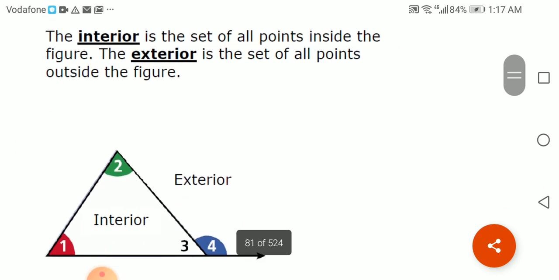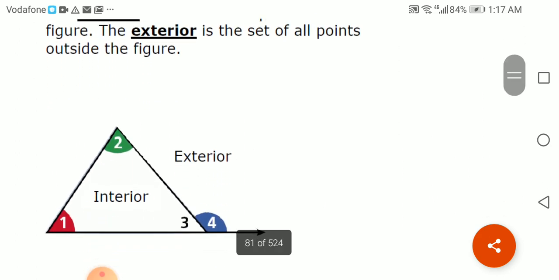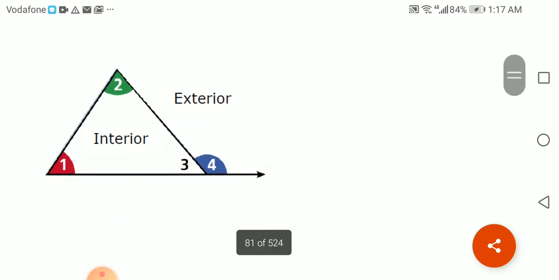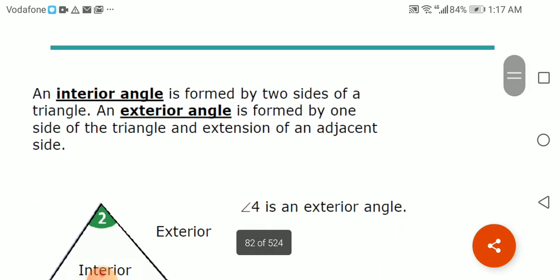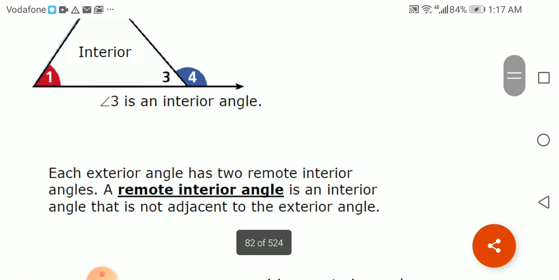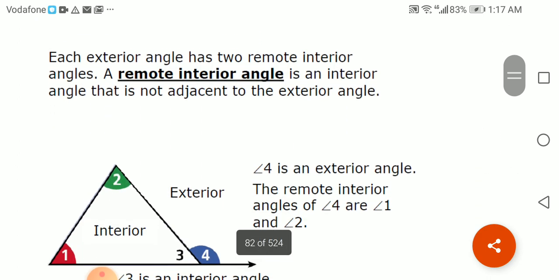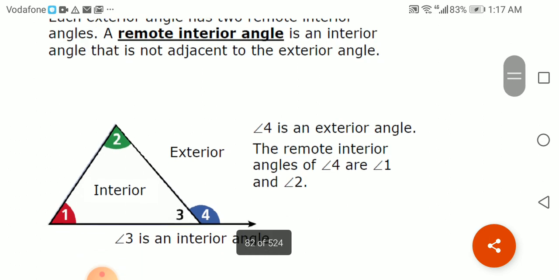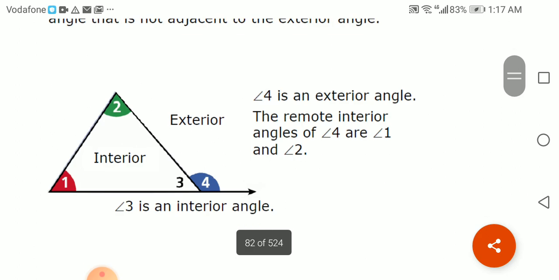Interior and exterior. The interior is the set of all points inside the figure, of course. Exterior means the set of all points outside. Here we have outside, this is the exterior, 4, and interior 1, 2 and 3. Each exterior angle has two remote interior angles. A remote interior angle is an interior angle that's not adjacent. Okay, let's see how. So angle 4 is an exterior angle to what? Two angles, 1 and 2, not to angle 3.